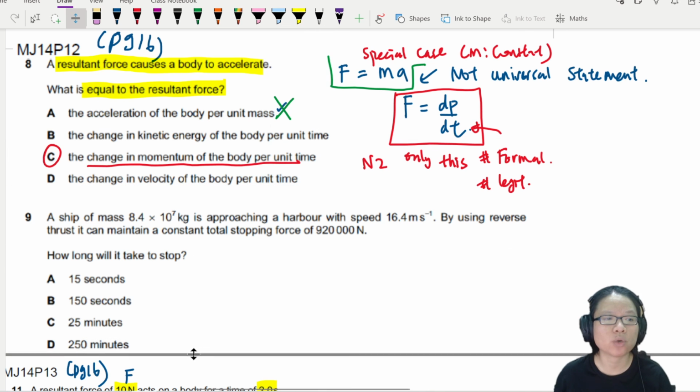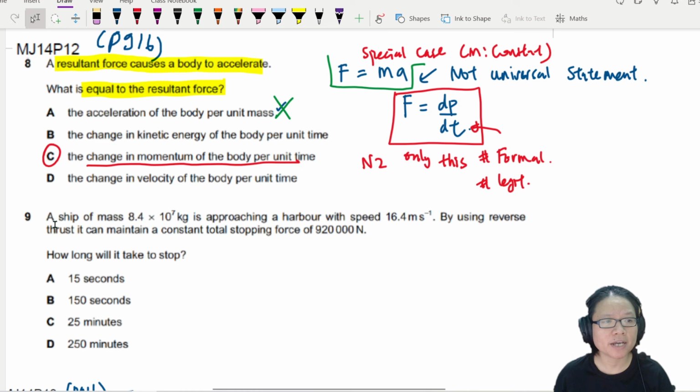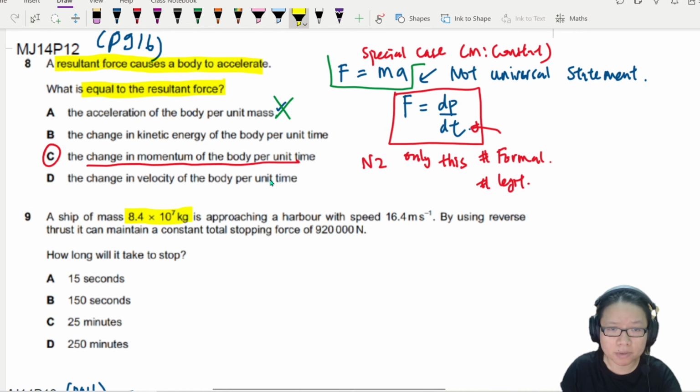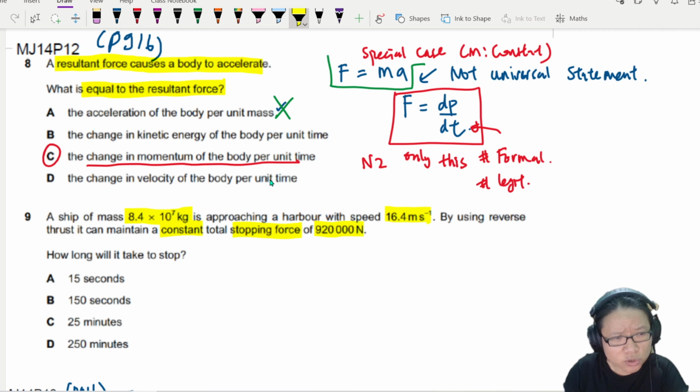9, we're going to apply a calculation based on our understanding of what impulse is. Okay, so on 9, we have a ship of mass this much. It's approaching a harbor with a speed of this much. Okay, bon. By using reverse thrust, it can maintain a constant total stopping force, constant stopping force of 920 Newton. How long? How long will it take to stop?